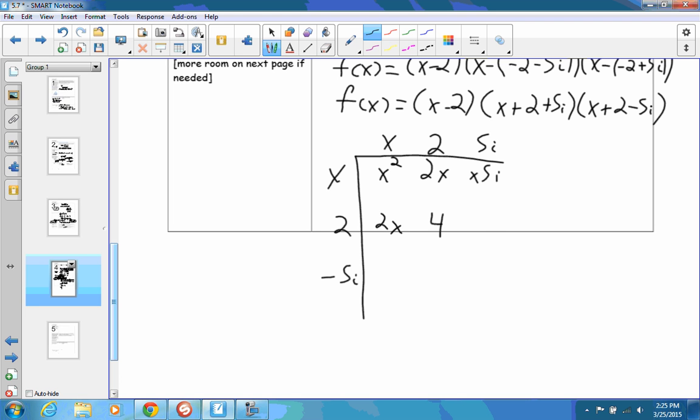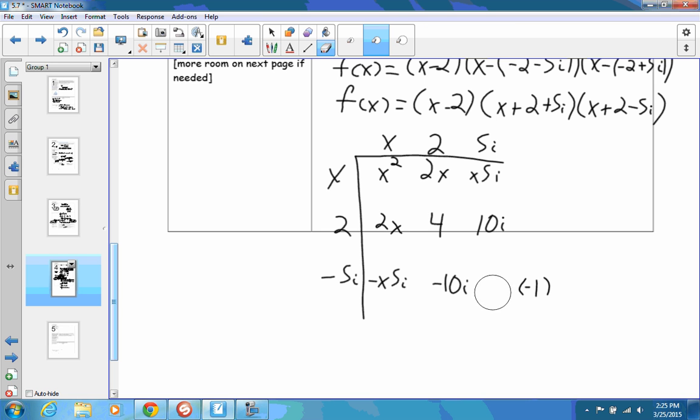2 times 5i. 10i. Good. Don't get all complicated. 10i. Negative x 5i. Negative 10i. And then negative 5i times 5i. I will give you negative 25, and then i squared, right? What is i squared? Negative 1. Negative 1, meaning what am I left with? Positive 25, right? I seem to have 3 steps.